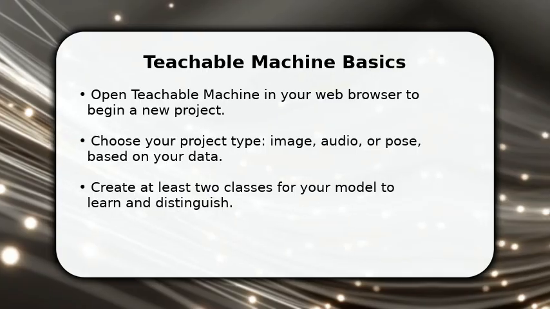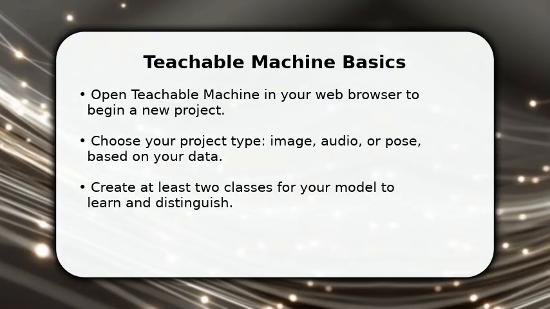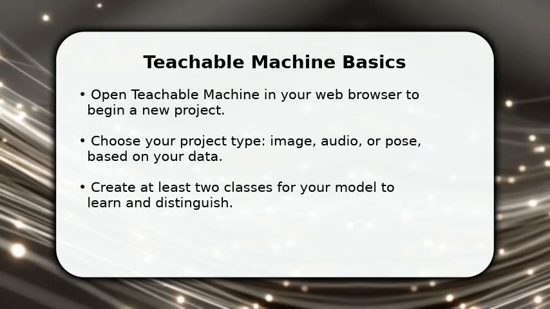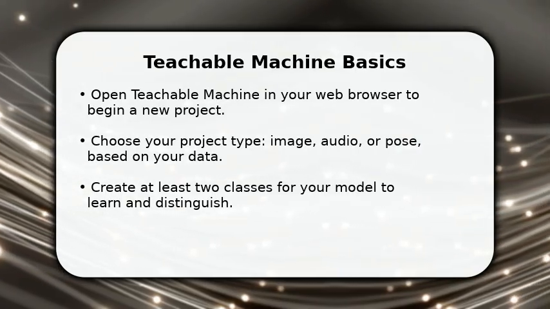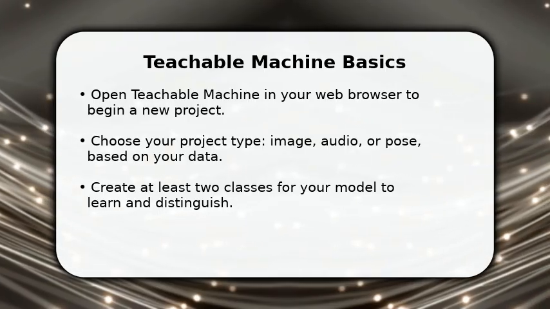Then, establish at least 2 distinct classes for your model. For instance, if you are classifying fruits, you might create a banana class and an apple class. This initial setup is crucial for organizing your data effectively.